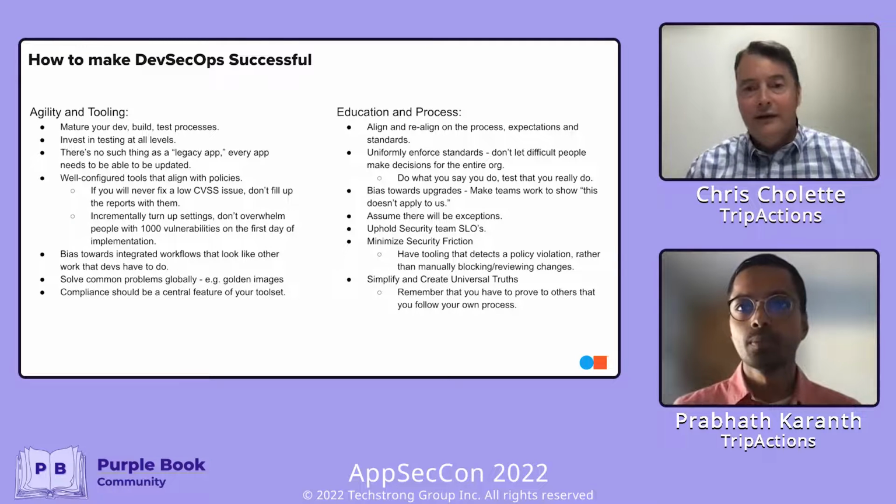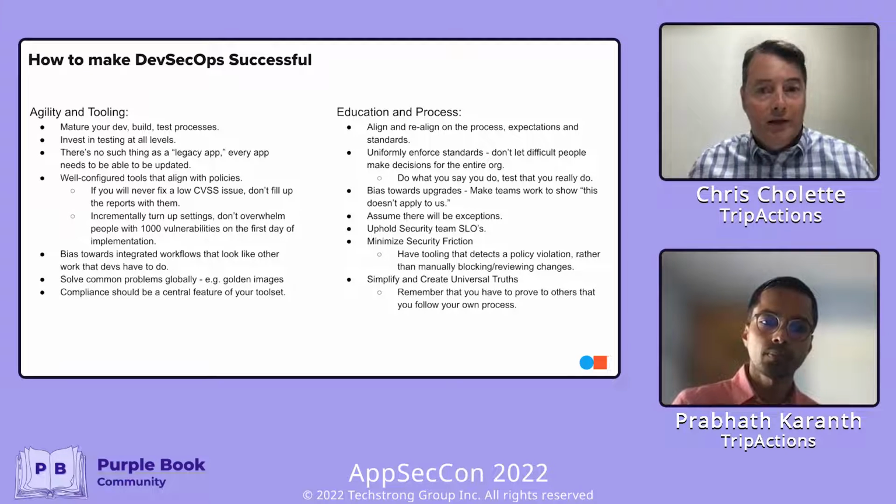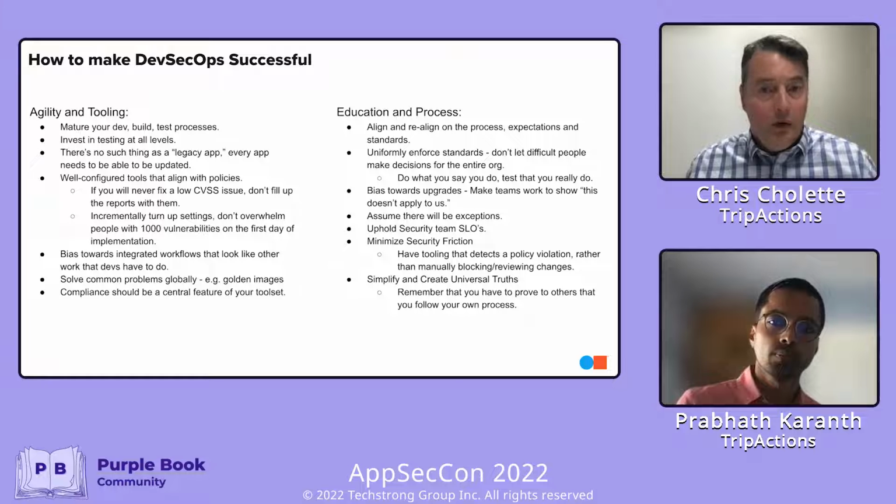And finally, education and process: align, realign on the process expectations and standards. Like, here's what we're doing, here's why we're doing it. And the reason why we're doing it is that we say we do this, and we need to demonstrate we do what we say we do. All right.